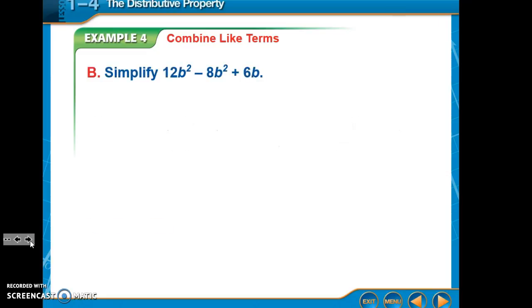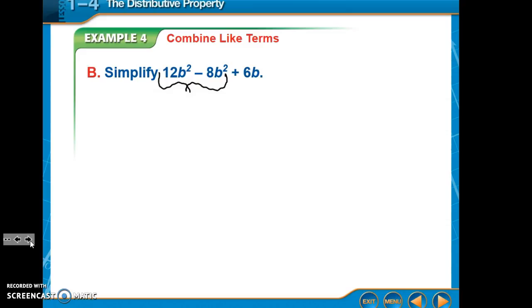All right, what about this one? We have 12b squared minus 8b squared plus 6b. What are our like terms? What are the things where the variables are exactly the same? The first two. So these two are our like terms. We can combine them. Can we combine the 6b in there? No, because it's different. It's just a b, and we want to keep the b squareds together.